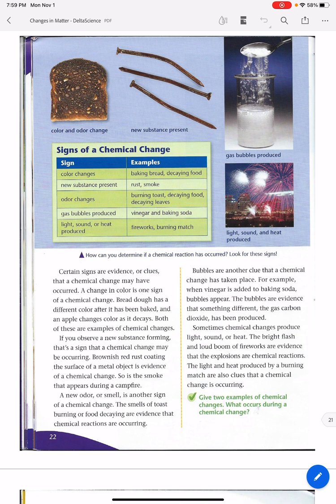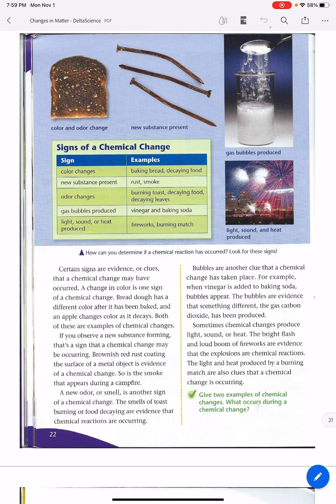Bubbles are another clue that a chemical change has taken place. For example, when vinegar is added to baking soda, bubbles appear. The bubbles are evidence that something different, the gas carbon dioxide, has been produced. Sometimes chemical changes produce light, sound, or heat. The bright flash and loud boom of fireworks are evidence that the explosions are chemical reactions. The light and heat produced by a burning match are also clues that a chemical change is occurring.